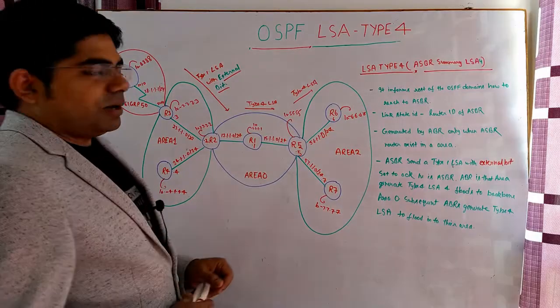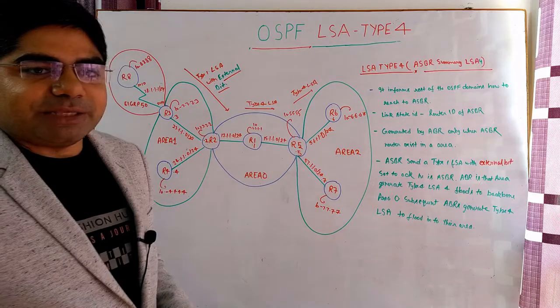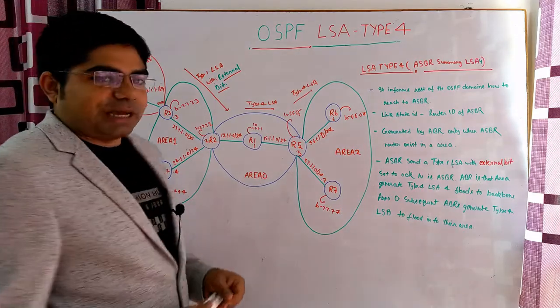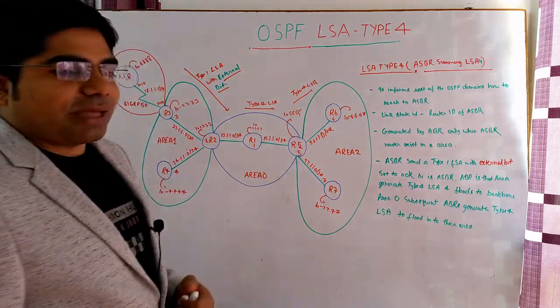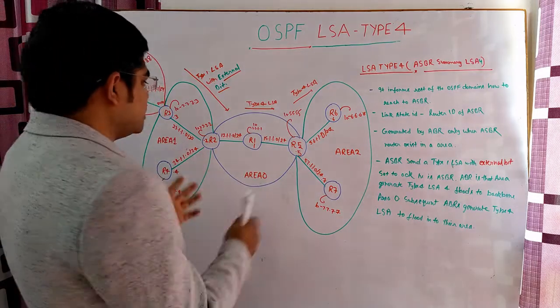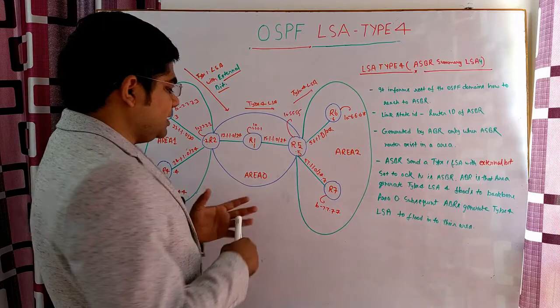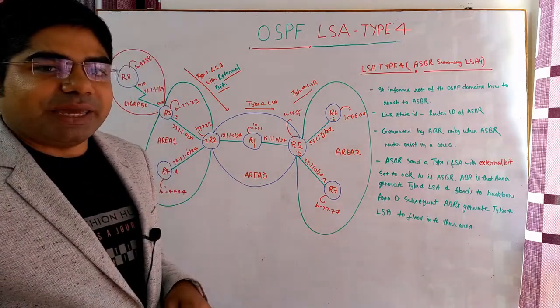Hello friends, today we will learn about OSPF LSA type 4. What is OSPF LSA type 4? It is also called ASBR summary LSA. Why? Because it tells routers in each area where my ASBR is.